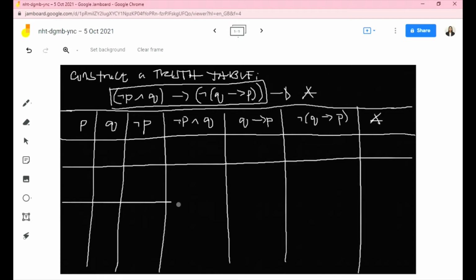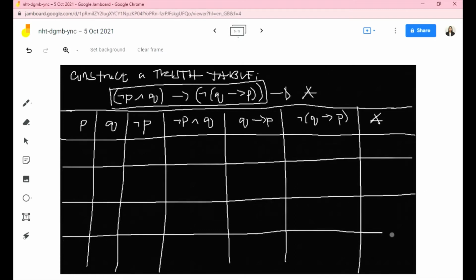1, 2, 3, and 4. So the same pattern, true, true, false, false. But take note, you can have 3 or more variables. That depends on your sentence. And here we have true, false, true, false.